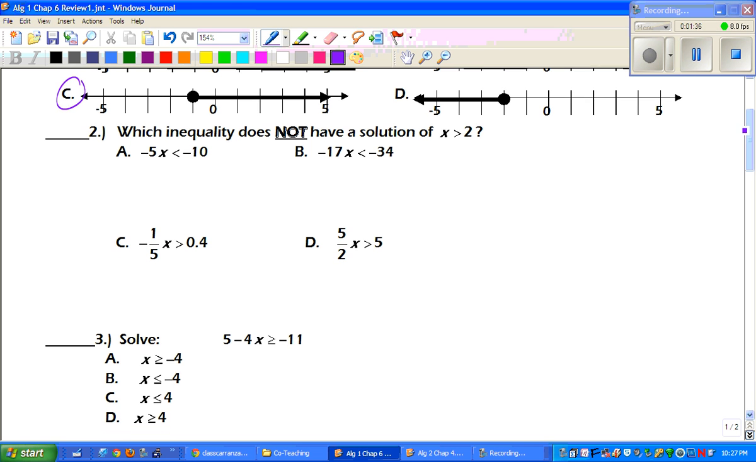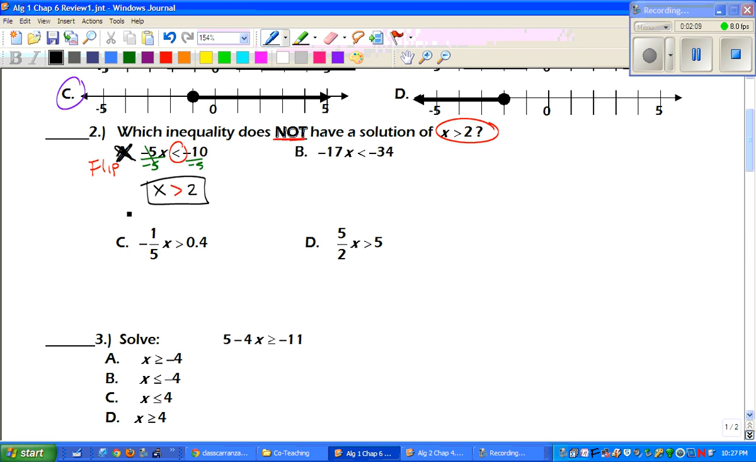All right. Number 2. Which inequality does not have a solution of x is greater than 2? Okay, so we have to figure out which one of these is not that. So let's go through and solve them all. -5, we're dividing. Negative divided by negative is a positive. You need to flip the sign. Well, x is greater than 2.